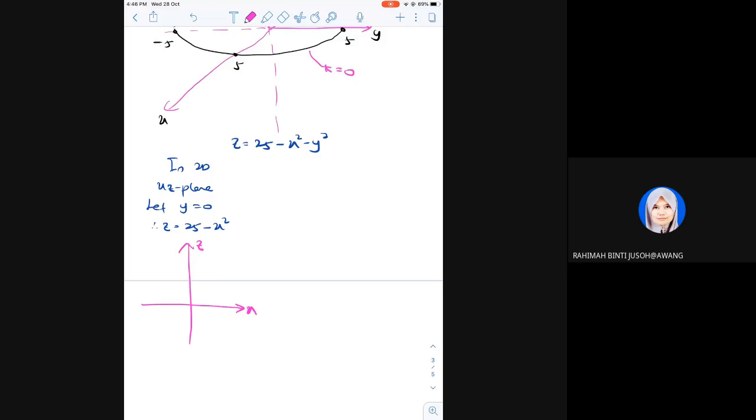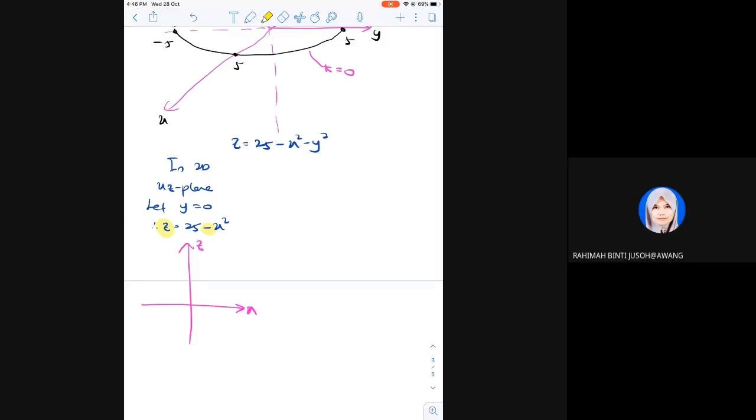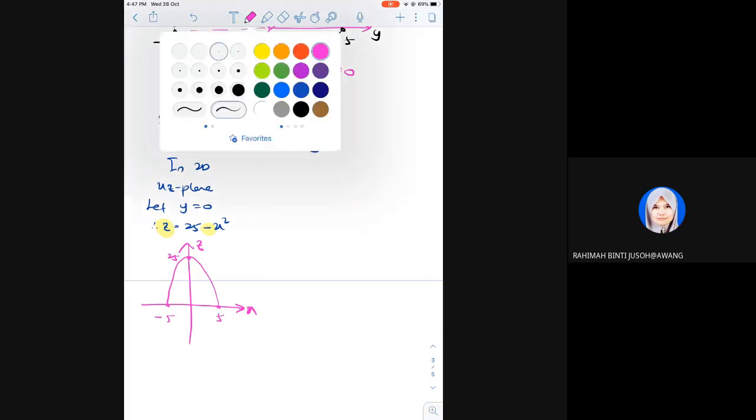Alright, so now, look here, we have z as the subject. Okay, and then we have negative here. Bila z sebagai subject, so our parabola will be either upward or downward. But now, since we have negative, means our graph should be downward. And then we have 25. So we should have this curve. Okay, sebab plus 25, we're shifting 25 ke atas, 25. And here x positive 5, and then here is negative 5. Okay, so settle for xz plane. Let's continue in two dimension.